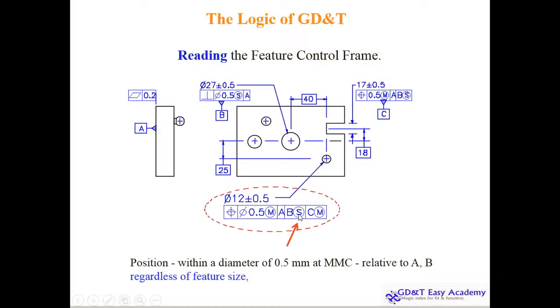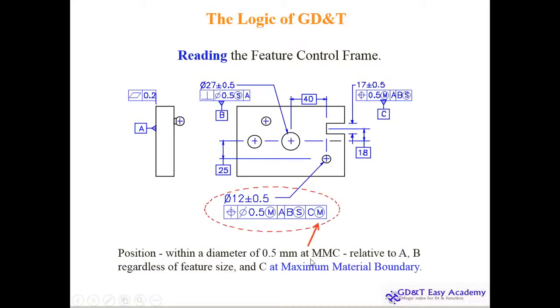What is regardless of feature size? If you are talking about a diameter of 27, if you are talking about a diameter of 5, if you are talking about a diameter of 12, we don't care. This is regardless of feature size. That means whenever you see S, that is not respective to any dimension. That is the overall package. So if you go for 0.5 here also, this is regardless of feature size. That means only the axis, because this is axis deviation, right? Wobbling of the axis. And the C is the maximum material boundary, not maximum material condition, MMC. This is MMB. This is MMB.